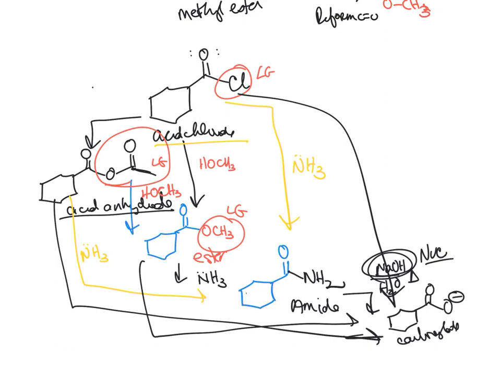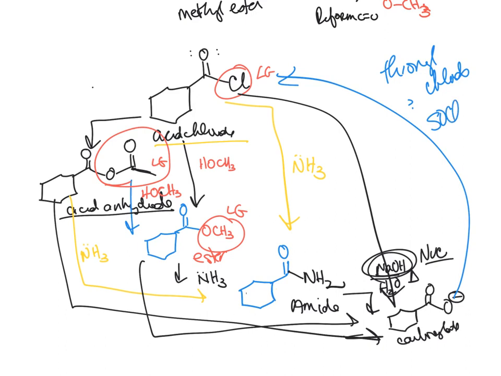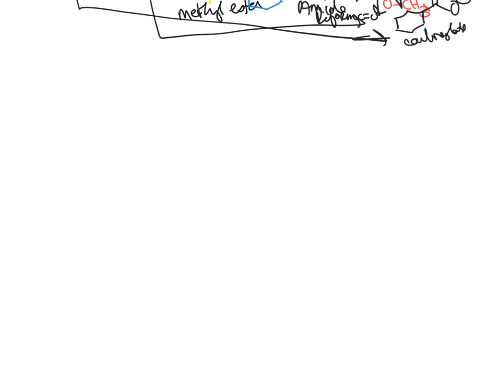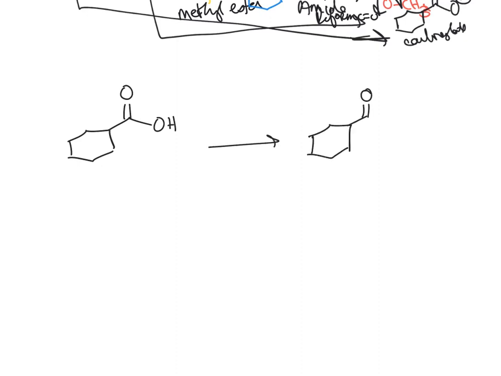Now, if you wanted to go to the acid chloride, what's your reagent? Yeah, that's right, thionyl chloride. That is SOCl2. And I'd like to go over that mechanism just to show you. So that's what we'll do next. And then we'll do some other chemistry. So let's go from a carboxylic acid to an acid chloride.